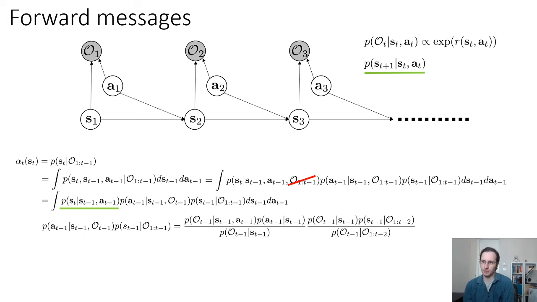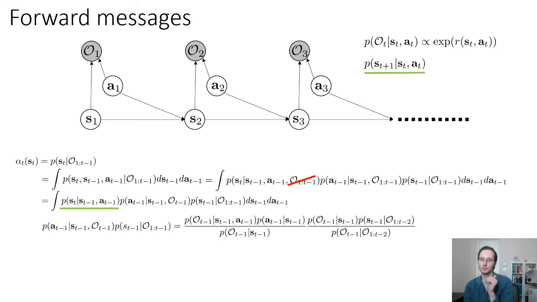The product of the second and third terms in this integral can be written by applying Bayes' rule to both expressions. And I'm going to apply Bayes' rule in a slightly funny way. So for the first expression, I'll do Bayes' rule to flip ot minus 1 and at minus 1. So I'll throw ot minus 1 on the left side and at minus 1 on the right side. So that's the first fraction. When I do that, I get p of ot minus 1 given st minus 1, at minus 1. I know what that is. That's just exponential reward. Then I get at minus 1 given st minus 1. That's my action prior. And then I get my denominator, ot minus 1 given st minus 1.